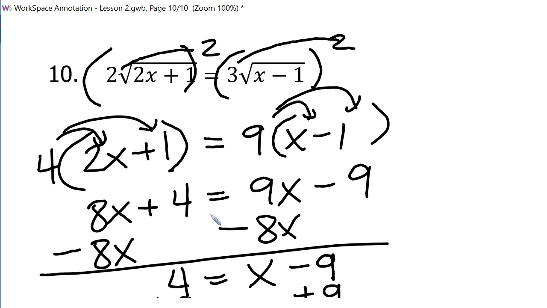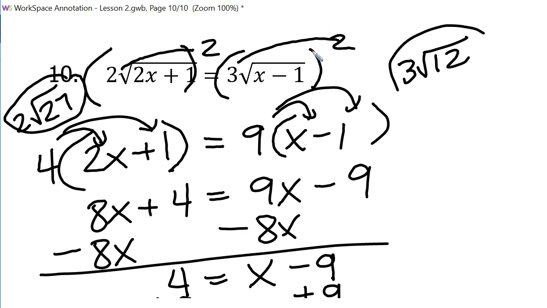Now make sure you check your answers. If I put a 13 here, what's 2 times 13? 26. What's 26 plus 1? So we get 2 square root of 27 for the left side. Over here, if I put a 13, what's 13 minus 1? 12. So that gives me 3 square root of 12. Do those look the same?